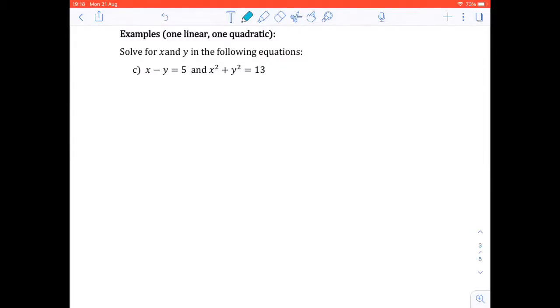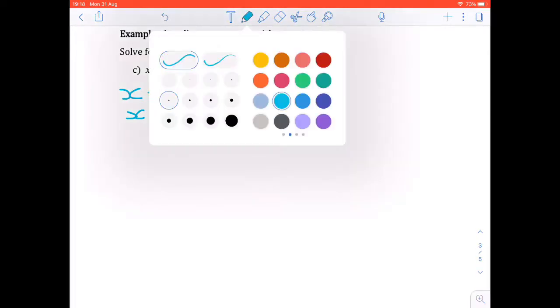Okay, so solve for x and y in the following equations. So again, we make whichever one feels the easiest the subject of a single variable in a formula, and then we make that equation the first and we substitute that into the second equation. So let's make x the subject of the formula here. So x minus y equals 5. So x is equal to y plus 5. And let's call that our number 1.